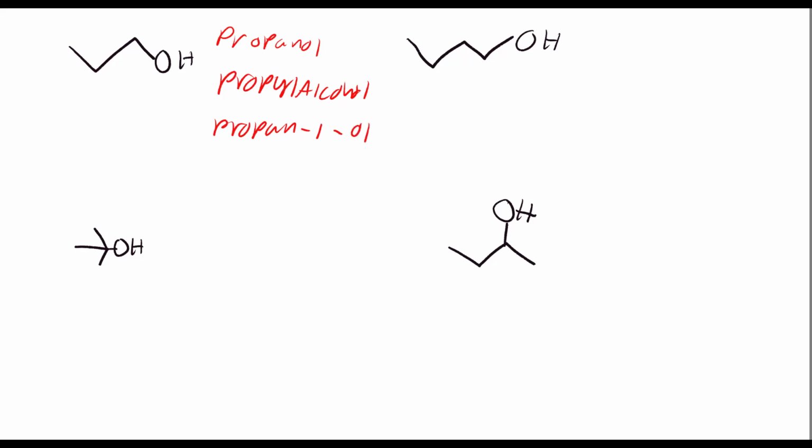On the other one, it's 1, 2, 3, 4. That's 4 of them, so it's a butane, but has an alcohol, so we call it butanol. You can also call it butyl alcohol, or you can say butan-1-ol. So butan-1-ol, butanol, butyl alcohol. You can call it different names. It's all nicknames for that.